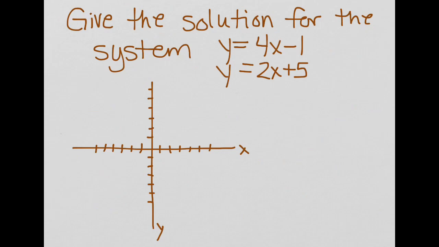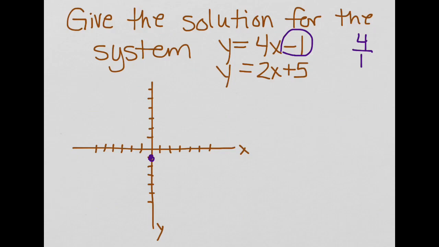All right. What does it mean to solve by graphing? Well, we are going to graph the lines that we are given for the system and then tell the point where they cross. So this problem says give the solution for the system y equals 4x minus 1 and y equals 2x plus 5. I'm going to graph the first line here in purple. I'm going to go to negative 1, that's my starting point, put a dot. And from there, my slope is 4, but I'm going to rewrite that as 4 over 1, so I have it in rise over run.